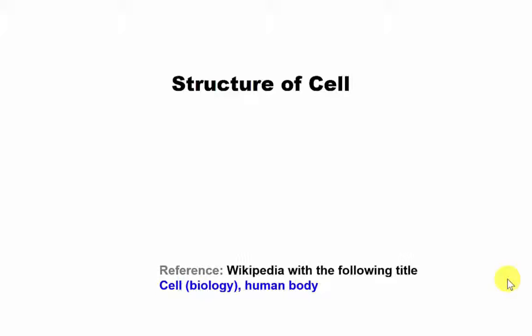For this course, I could choose different references or textbooks, but we are going to try, as much as possible, to use just free references. So in this case, I'm going to designate some Wikipedia articles with the following titles: Cell and Human Body. You can easily find those reading materials on the website, right?